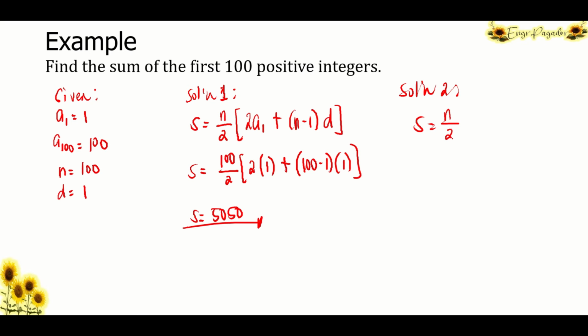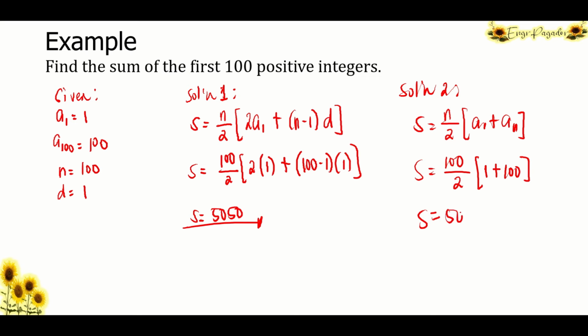So, S will be equal to n over 2 times a sub 1 plus a sub n. So, S will be equal to 100 over 2 multiplied by 1 plus 100. Then, computing this one on your calculators, S will be equal to 5,050. So, they are the same. So, that is how you solve for the sum of the terms given an arithmetic progression.